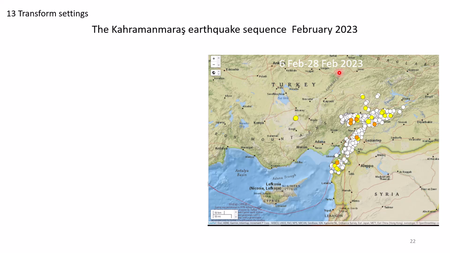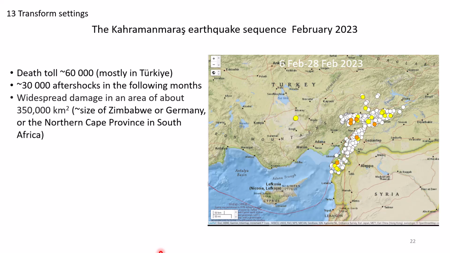The last example I want to talk about is the Kahramanmaraş earthquake sequence from February 2023. It started in the morning of the 6th of February, and lots of aftershocks were recorded for the rest of the month. This earthquake sequence caused a death toll of about 60,000 people, mostly in Turkey, lots of them also in neighboring Syria.